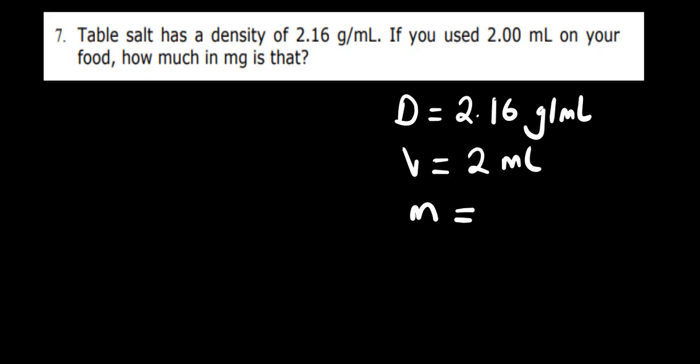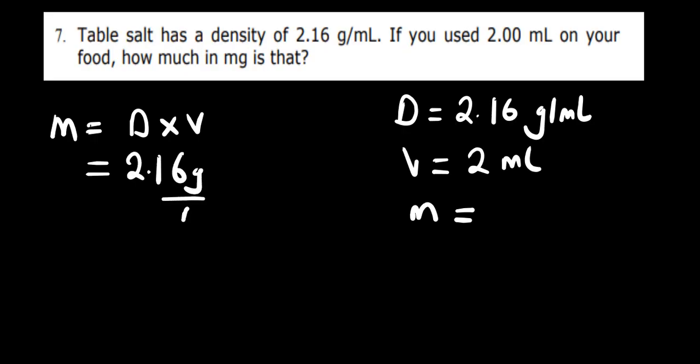So we know that our mass is equal to density times volume, like from the previous questions we've been solving. So in this case, what are we going to do? We have our density to be 2.16 grams per ml multiplied by our volume, which is 2 mils. So the mil and the mil are going to cancel. When you multiply that, it's giving me 4.32 grams.